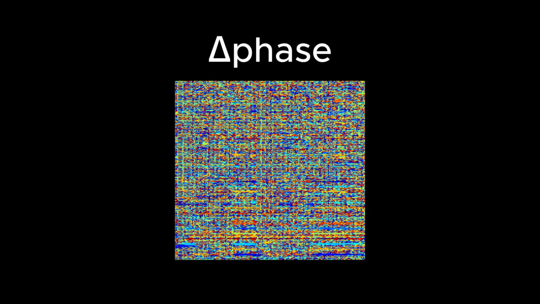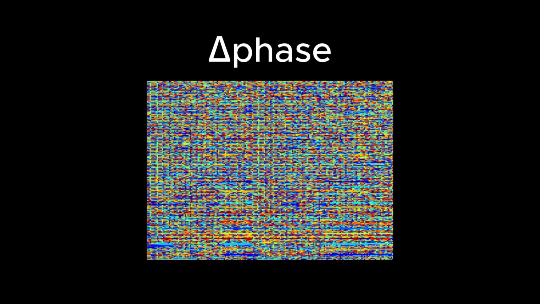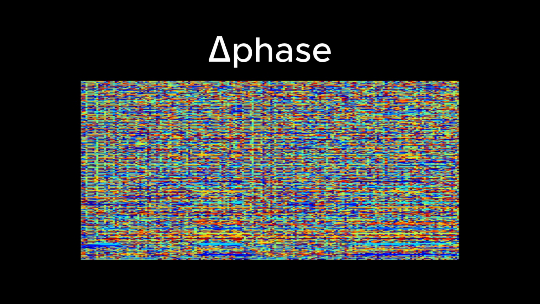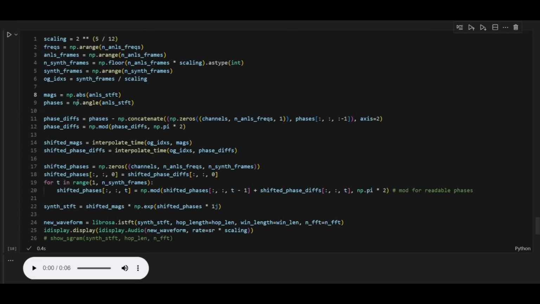So, like with the magnitudes, we simply interpolate the phase differences, or the phase derivatives with respect to time, if you want to think about it like that, across the final number of windows, then do a cumulative sum of these new phase differences across time to get the new phases. Here's my implementation of this. You can see I really took advantage of vectorized operations to speed this up. Also, after calculating the phase derivatives, I had to wrap them around 2 pi so they wouldn't interpolate across multiple wavelengths. Here's how it sounds.